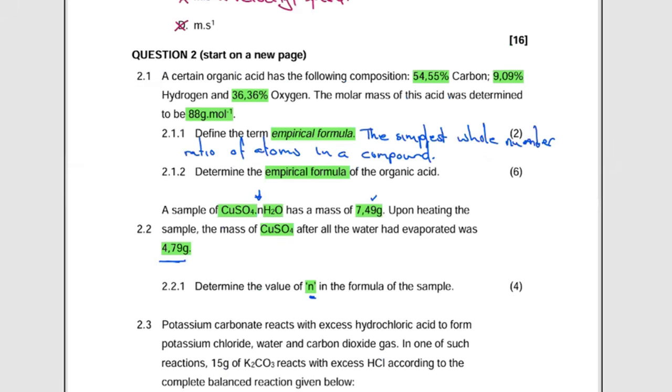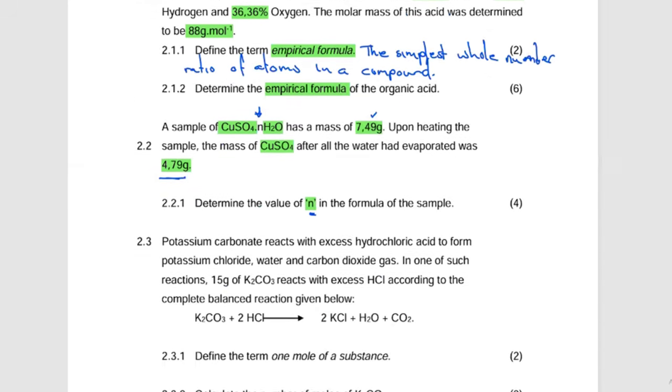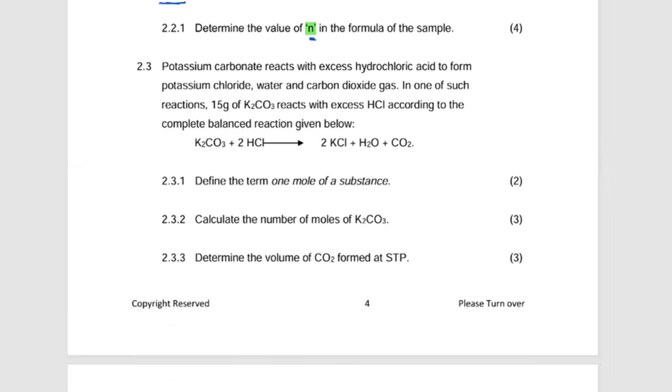Then we proceed to the next question, which is question number 2.3. It says here, potassium carbonate reacts with excess HCl, which is your hydrochloric acid, to form potassium chloride, water and carbon dioxide. So these are our products, the water and carbon dioxide, which is a gas. In one such reaction, 115 grams of potassium carbonate, K2CO3, reacts with excess HCl to the complete balanced reaction given below.